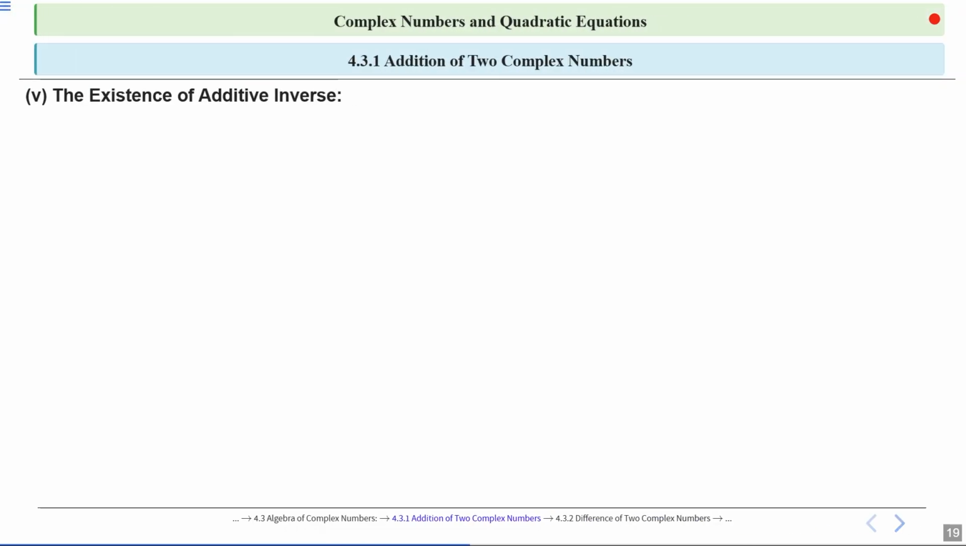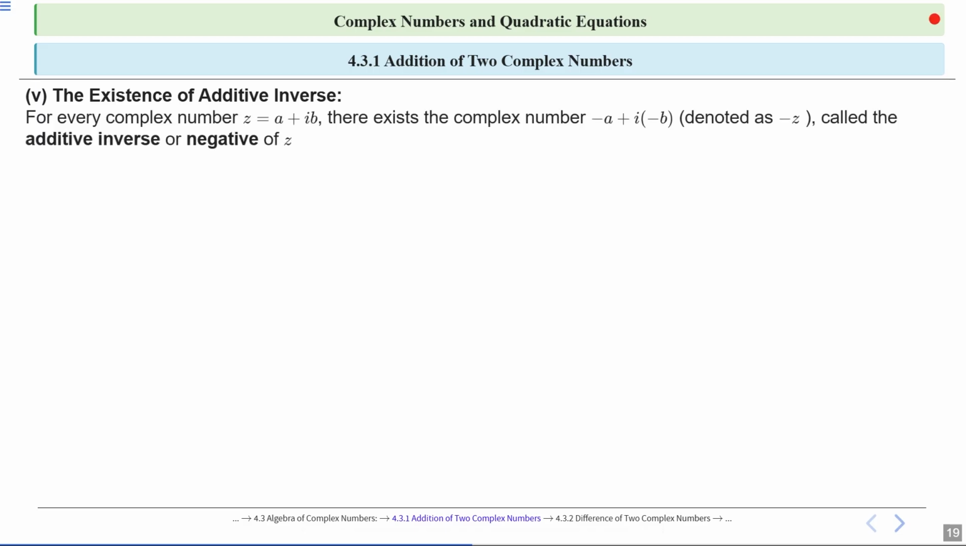Now we are going to discuss an important property of complex numbers, the existence of the additive inverse. This property tells us that for every complex number there is another complex number that, when added to the original number, gives us 0. So let's see how this works step by step.